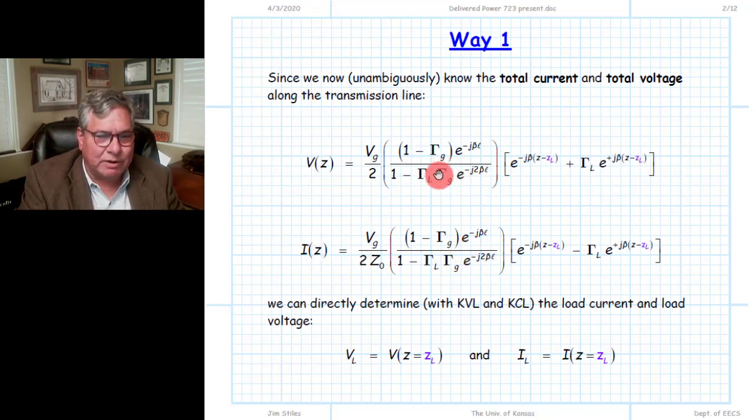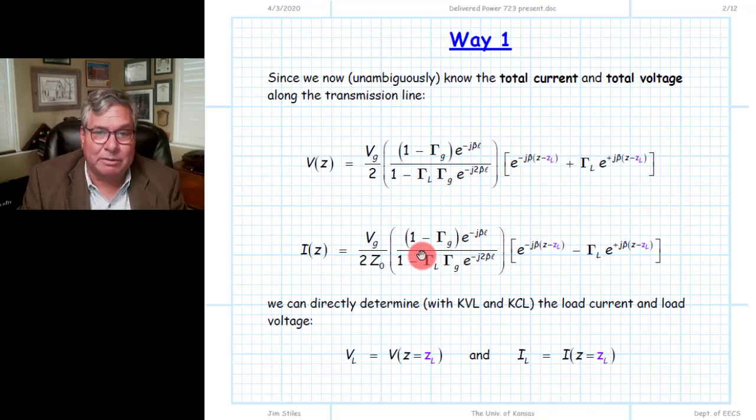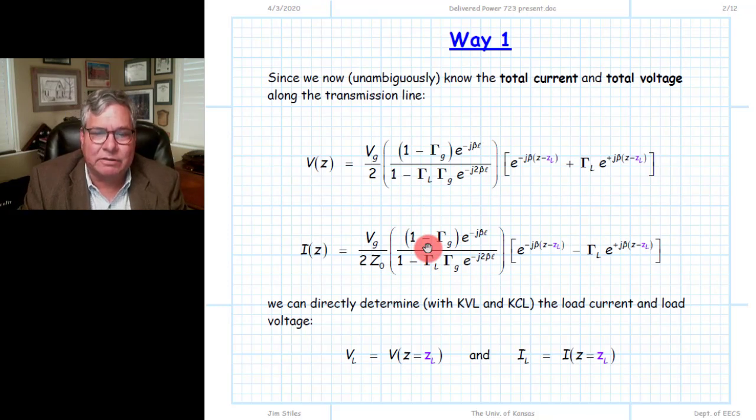I would not recommend trying to calculate these values this way. Instead, if I want to find the total voltage and total current, go ahead and apply boundary conditions or other strategies for determining V0 plus and V0 minus, the unknown wave coefficients, and from that get the total voltage and total current. The point here is that we can determine unambiguously each of these two functions.